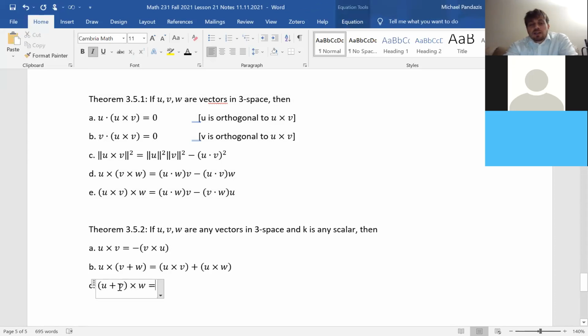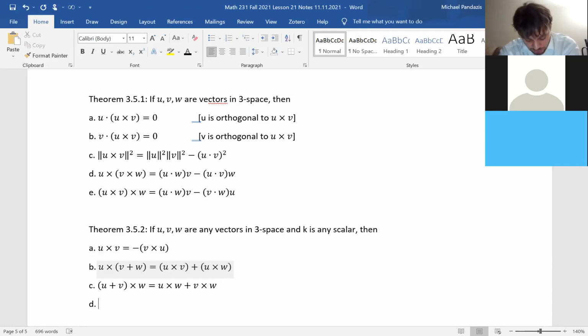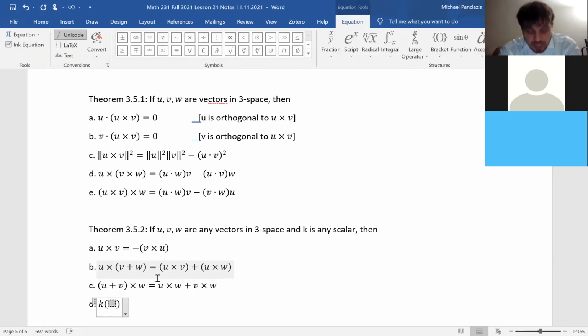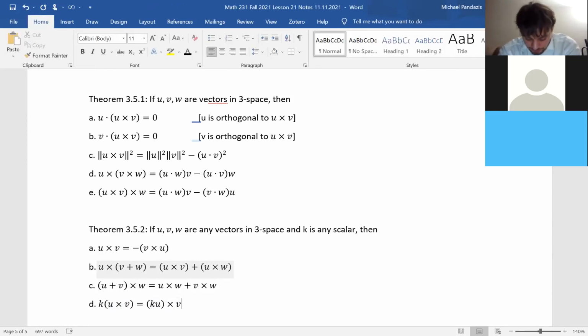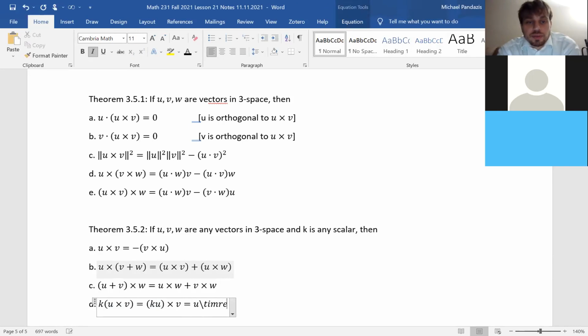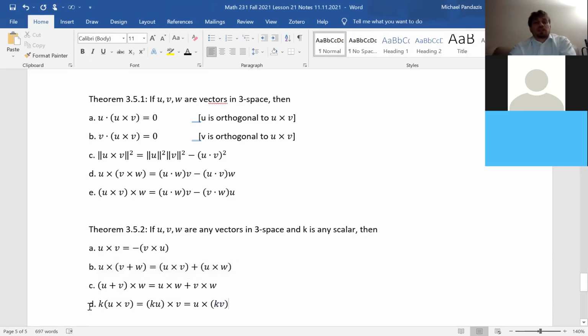So for C, u plus v cross w is equal to u cross w plus v cross w. That's the same as your intuition would tell you. K as a constant times the vector u cross v is equal to ku cross v, and it's also equal to u cross kv. What this is saying is you can move around this constant. Instead of k times u cross v, you could say ku cross v, or you could say u cross kv. So you can move the constant around, and it doesn't change the value of the expression.